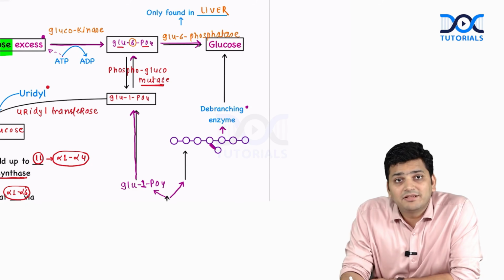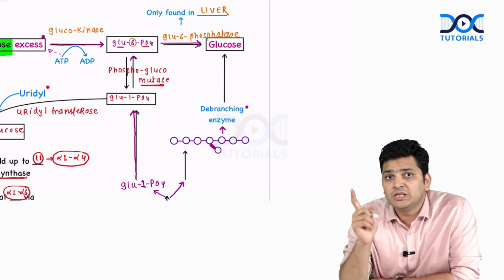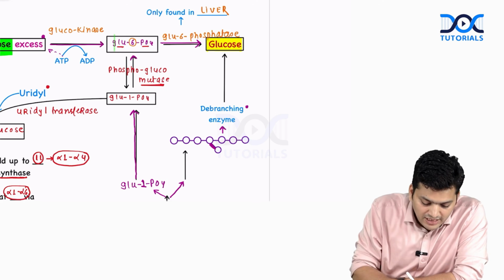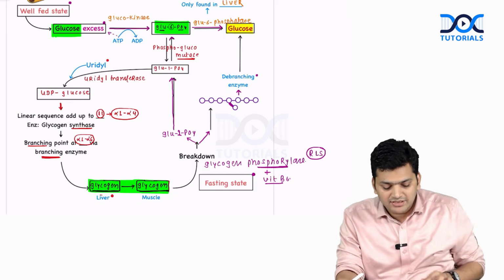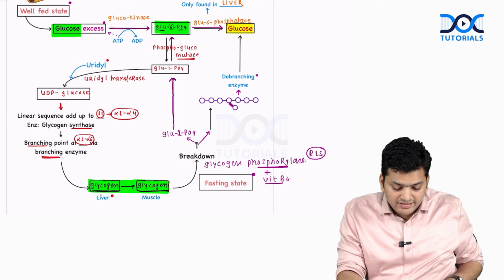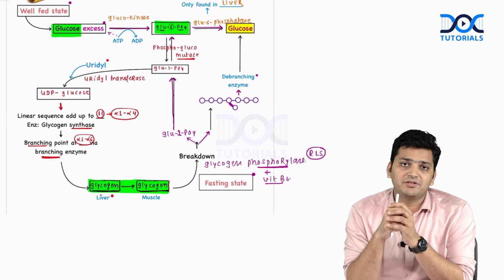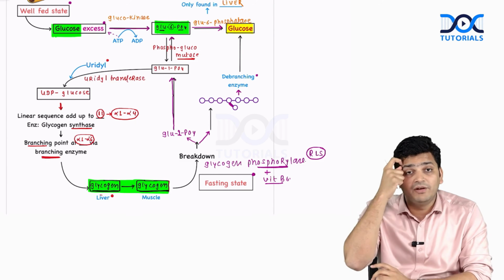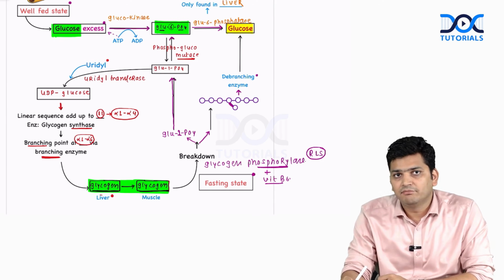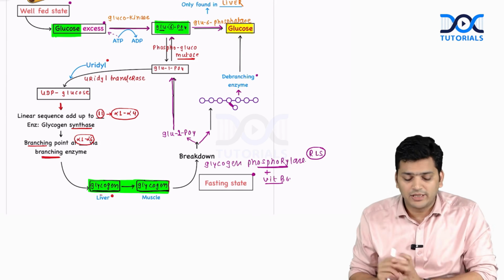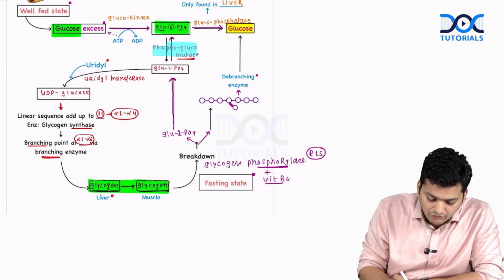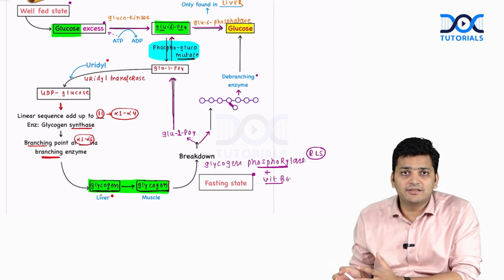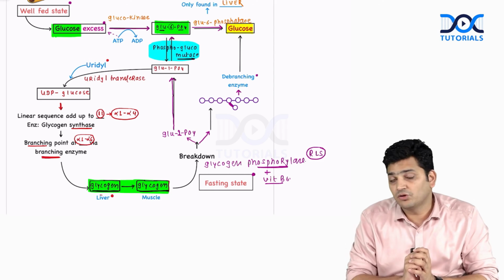Liver. So now answer the question: what is the last product of glycogenolysis in the liver? Glucose. But in the muscle, what is the last product? Glucose 6-phosphate. So this is how glycogen is synthesized, and this is how glycogen breakdown happens. Look at this entire pathway together and try to answer one question: there is only one enzyme which is common in both pathways, glycogenesis as well as glycogenolysis. It is phosphoglucomutase. It is used in the glycogenesis as well as in the breakdown.